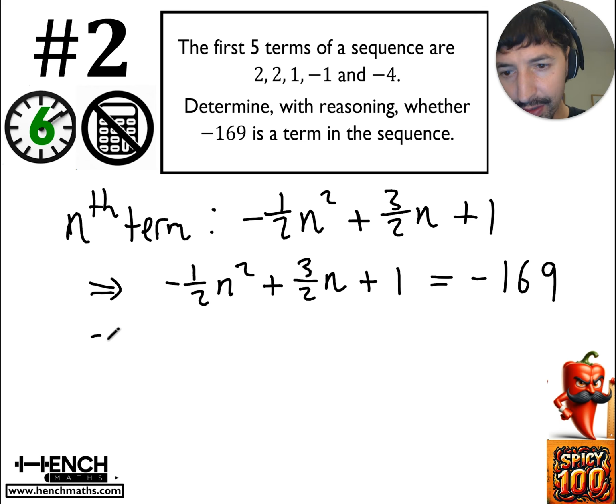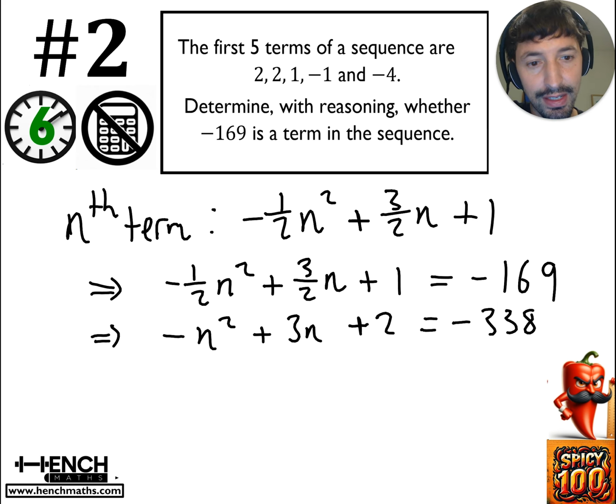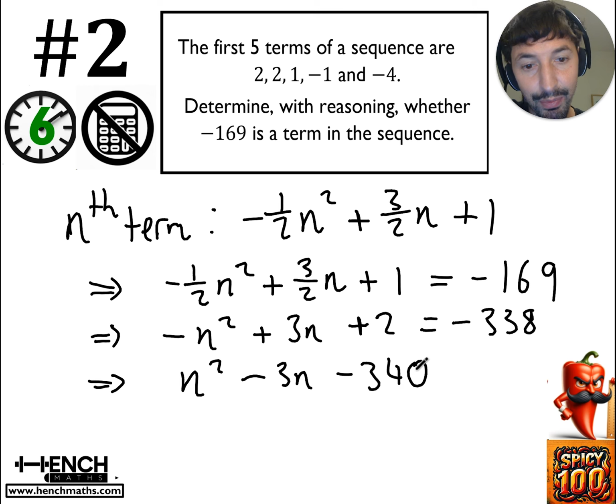So what we can do is remove the fractions by timesing everything by 2. We get negative n squared plus 3n plus 2 equals, negative 169 times 2 is negative 338. Double check that. And bring it all over to 0. So it's a quadratic equation. I prefer a positive n squared, so I'm going to bring everything this side. So we get positive n squared, negative 3n, negative 338, and take away 2 is negative 340, equal to 0.